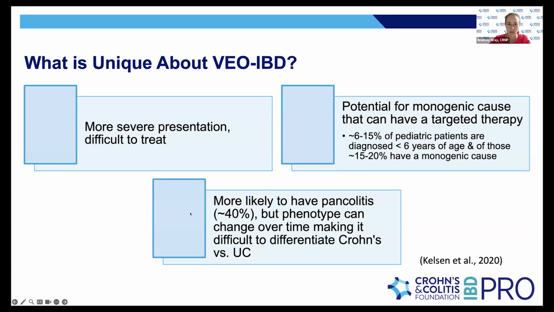Why do we want to highlight this group specifically? Even though it's not a large population of those with IBD, in the pediatric patient population about 6 to 15% are diagnosed less than 6, and a smaller portion of those can have a monogenic cause. When I'm talking to families about doing this very early onset IBD workup, looking for a monogenic cause, I discuss that in all likelihood we won't find one, but in that portion that we do, that 15 to 20%, it can influence the therapy that we start or the monitoring. So it's important to do those evaluations.